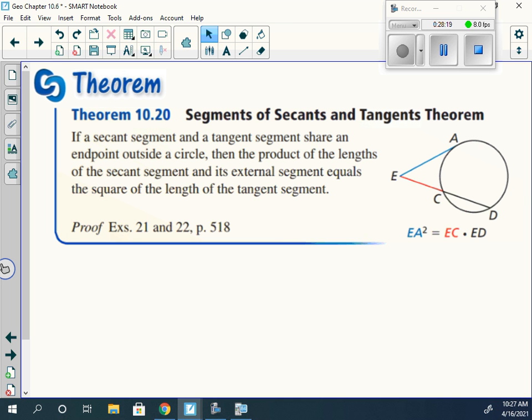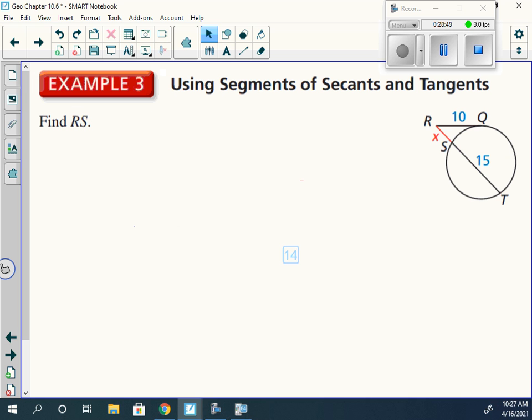Okay, the last theorem that we have is secants of segments and tangents. Now, if we're given a tangent line and a secant line that share an endpoint outside a circle, then the product of the length of the secant and its external, what we were just doing, is equal to the length of the tangent line squared. So whatever the length of the tangent line is, we're going to square it, and it's equal to the external times the whole secant line. So let's actually look at it, because it makes a little more sense when we look at them.